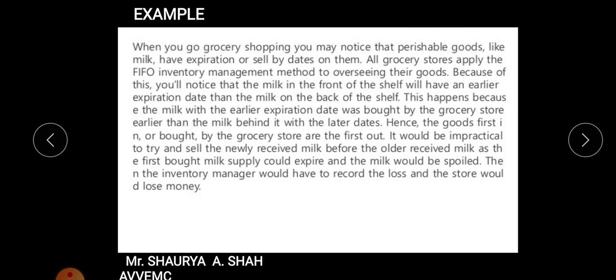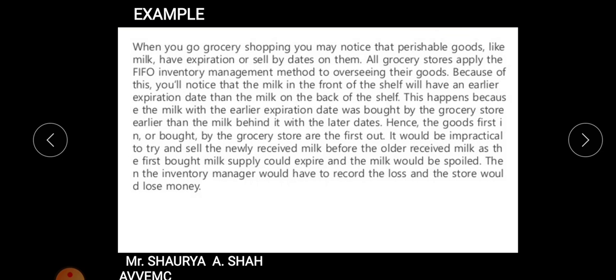Because of this, you will notice that the milk at the front of the shelf has an earlier expiration date than the milk at the back. This happens because the grocery store bought the front milk earlier than the milk behind it. Hence the goods first bought by the grocery store are first out. It would be impractical to try and sell newly received milk before the older milk, as the first bought milk supply could expire and the milk would be spoiled. Very simple example of milk we are using to understand the concept.